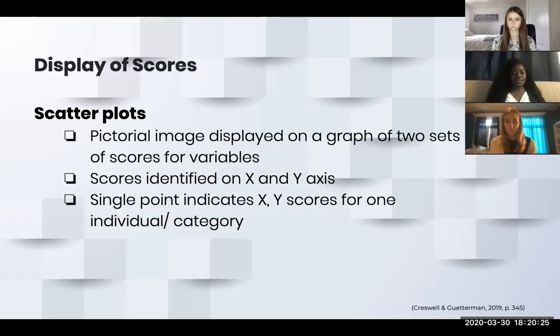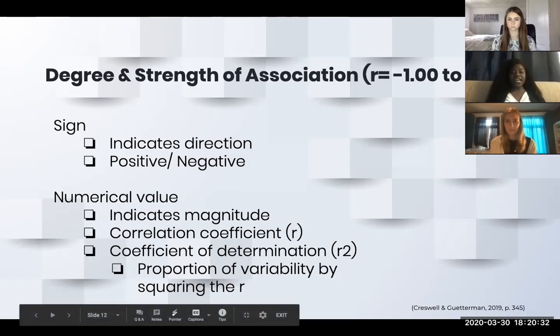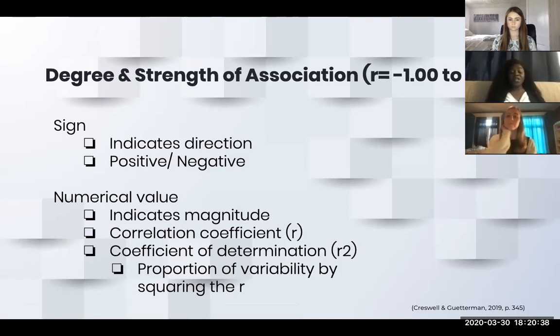Next, degree and strength of association. So Marissa touched upon the Pearson-R correlation, which has values between -1 and 1. The sign associated with the value indicates the direction.